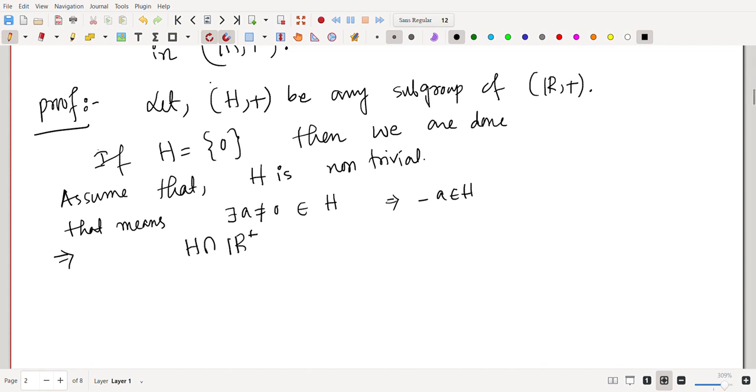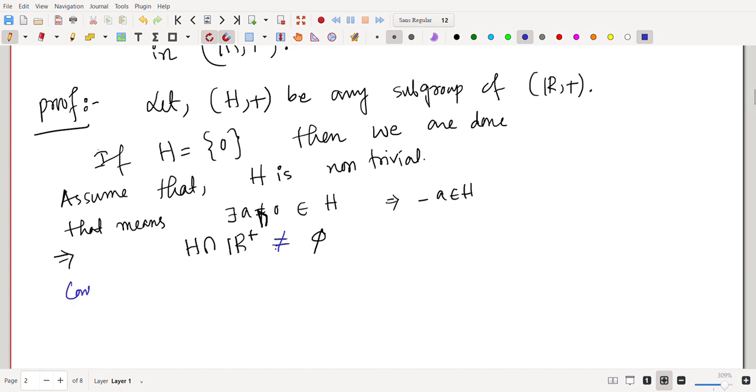H intersection R plus, the set of all positive real numbers, must be non-empty, because if A is positive, then A is already inside H intersection R plus. If A is negative, then minus A is positive, which is inside H and is a positive real number, because I already assumed that A is a non-zero element. So H intersection R plus is non-empty, because either A or minus A must be in H intersection R plus, right?